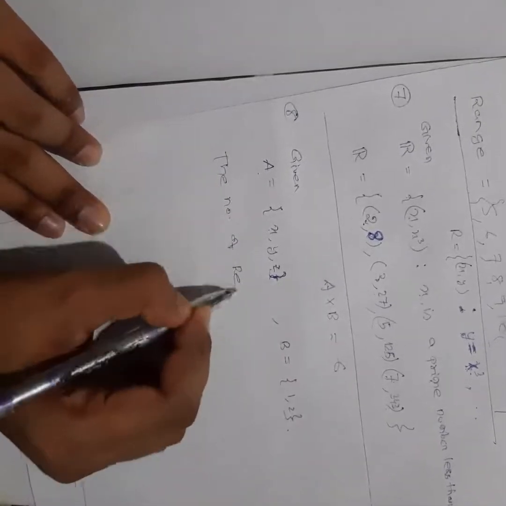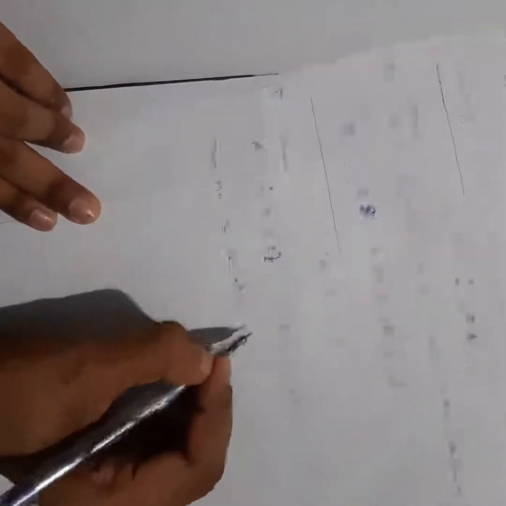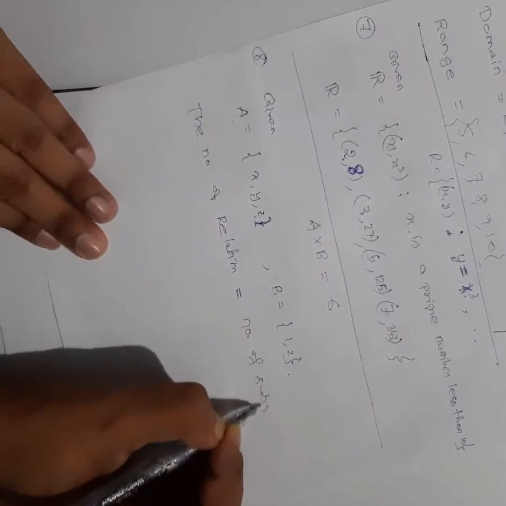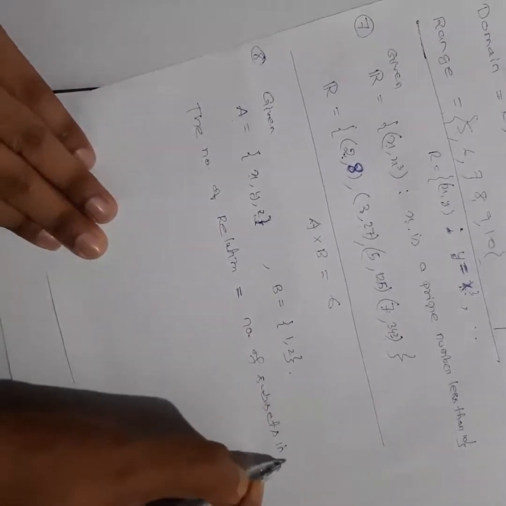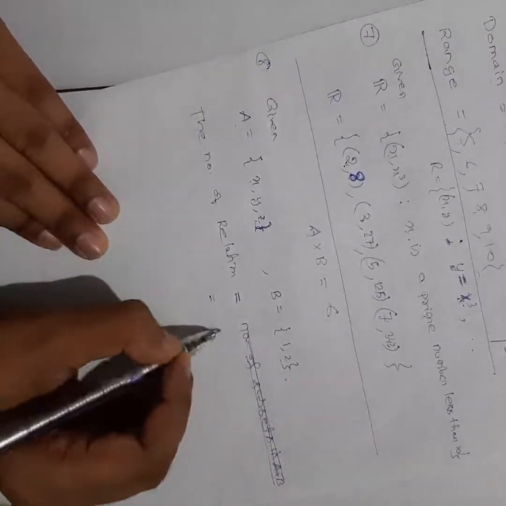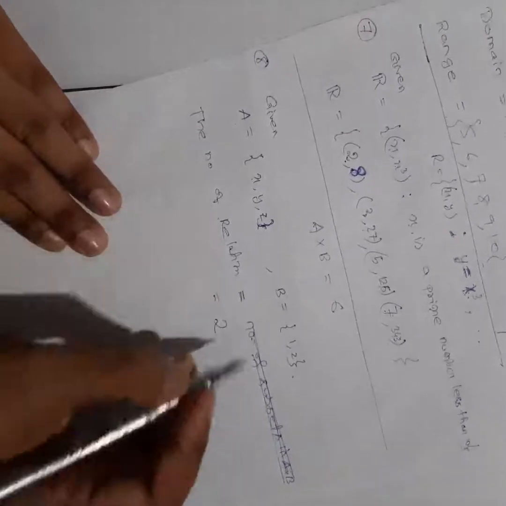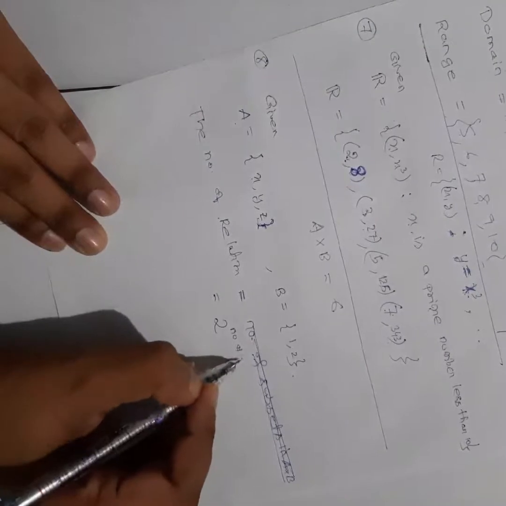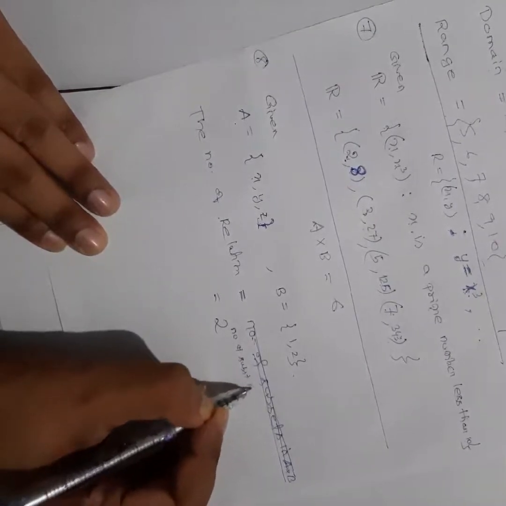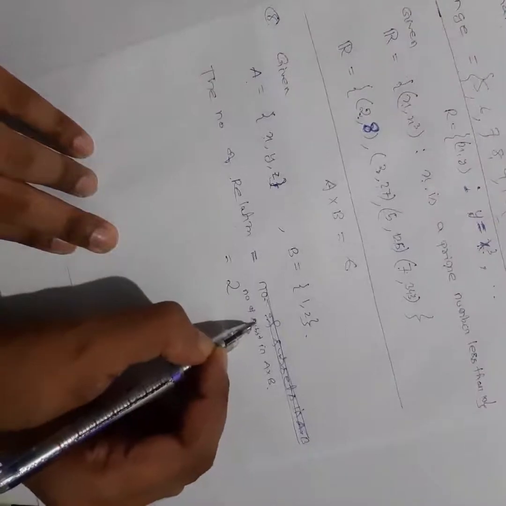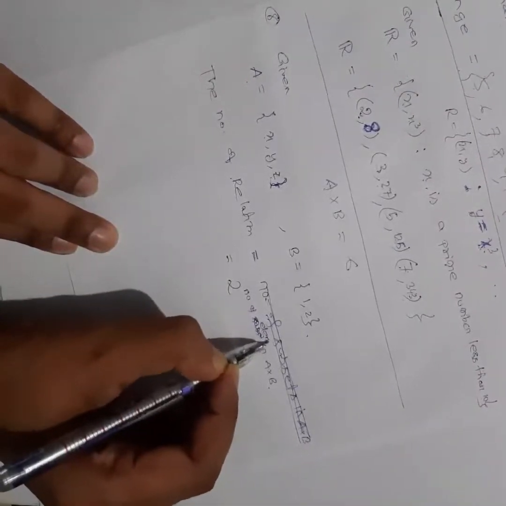the number of relations is equal to the number of subsets in A cross B. Or instead of writing this, I have already given you what it is. Number of relations is equal to how much? 2 to the power number of elements in A cross B.